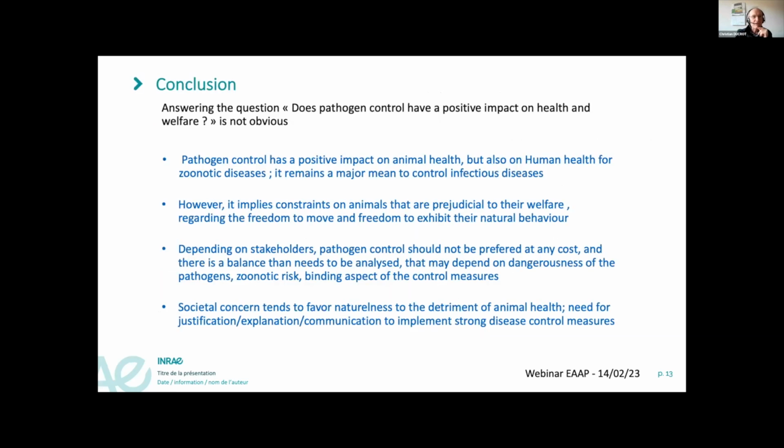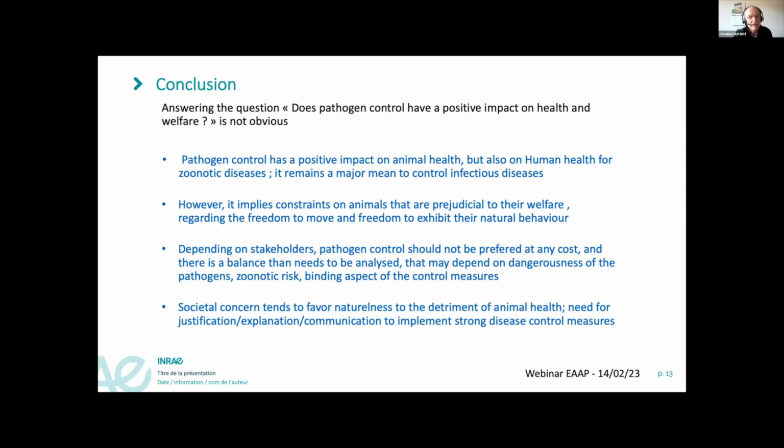So these allow me to come to a conclusion. So answering that question, does pathogen control have a positive impact on health and welfare, is not obvious. So just 4 points. So pathogen control has a very positive impact on animal health, but also on human health for zoonotic disease, and it remains a major mean to control infectious diseases.